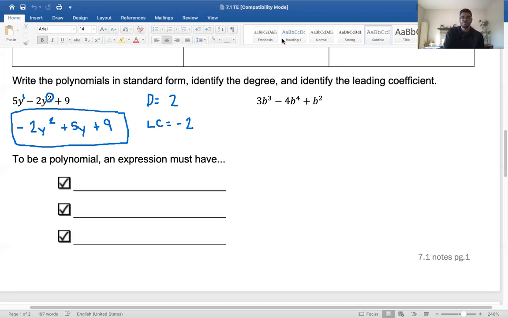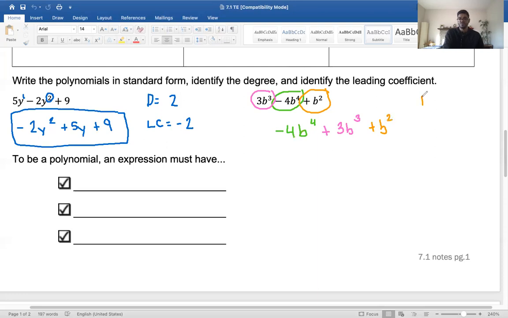Same thing on the next one. I'm just going to move some stuff around. Again, biggest exponent goes first, so I'm going to deal with this power of 4. So negative 4b to the power of 4. Okay, now look at the next smallest one. Well, we have a cube term here, so that's going to go next. It's a positive, so plus 3b cubed. And then we have our last term at the end, plus b squared.